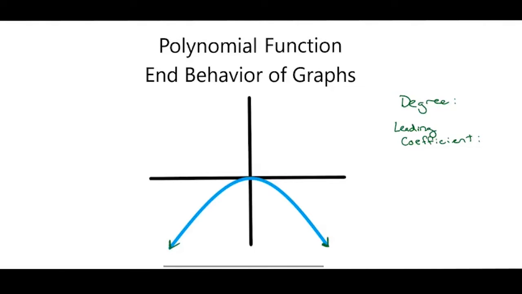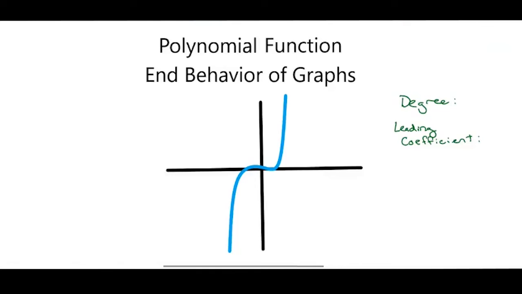Well, the degree of this one is also even. So if our parabola goes up or down, if it's the shape of a parabola, then the degree is going to be even. Now, because it goes down, we would say that our leading coefficient is negative. All right? So the leading coefficient of this graph would be negative.